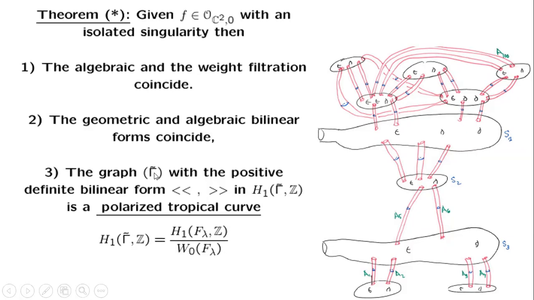And then in this graph that I mentioned, this gamma tilde, which is a graph over the resolution graph, we can put a positive definite bilinear form in the first homology group of this graph, with integer coefficients, which is the one I defined. And then the result is that, using some other language connecting to some other area of algebraic geometry, this is a polarized tropical curve. So we have produced from the non-periodic part of the monodromy a polarized tropical curve. And this in particular says that this H1 of the graph is equal to the first homology group of this Milnor fiber divided by this periodic part. So this is the non-periodic part of the monodromy.